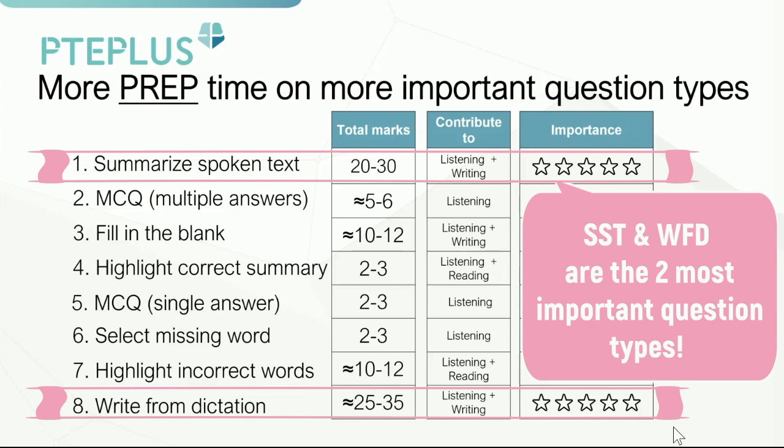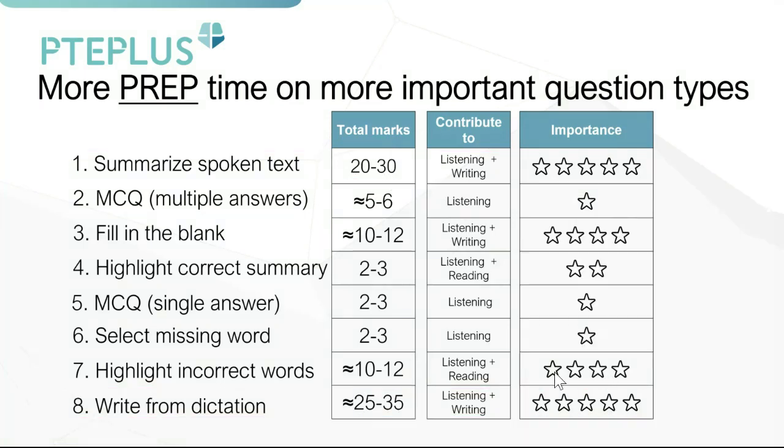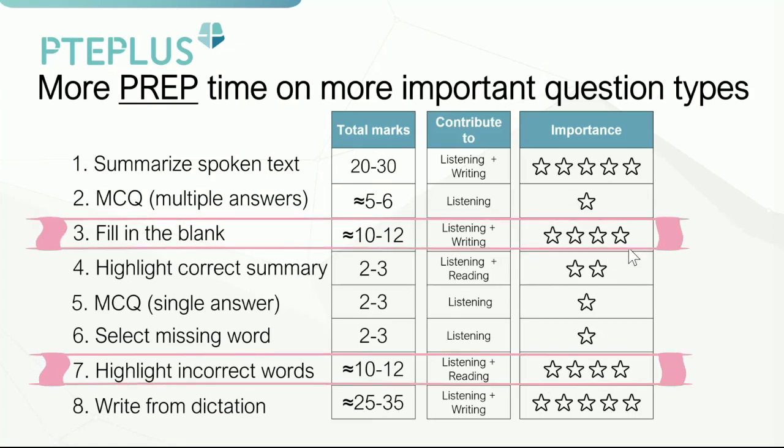So you want to be spending a large amount of your preparation time mastering these two question types, and keep in mind that they basically add up to about 50% of your marks already. Now the next one you want to focus on are highlight incorrect words and fill in the blanks, because these are worth quite a few marks as well. And again, they contribute to 2 modules.